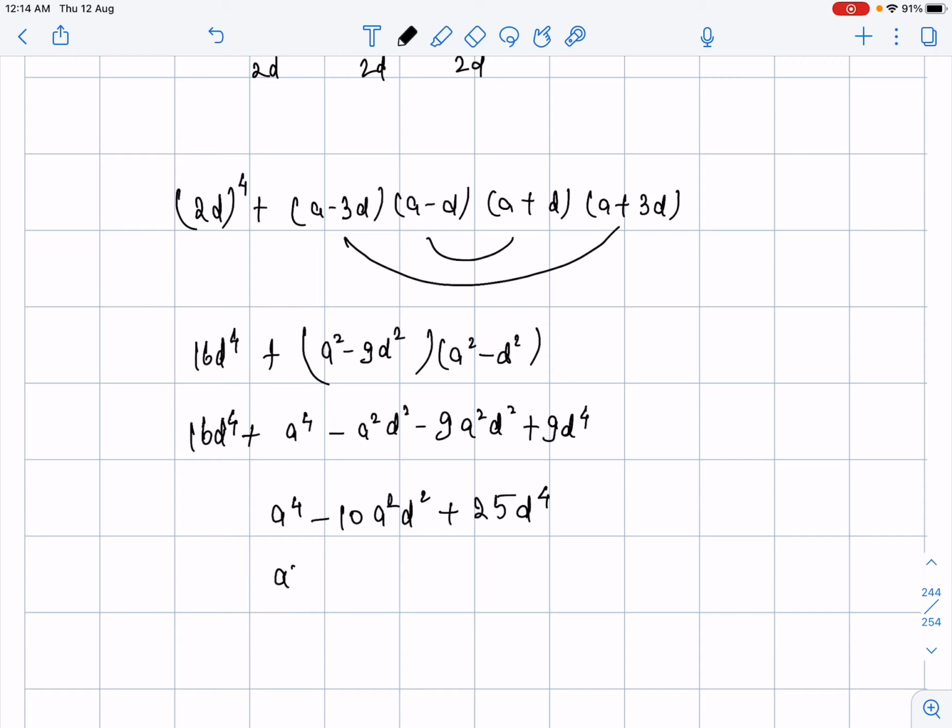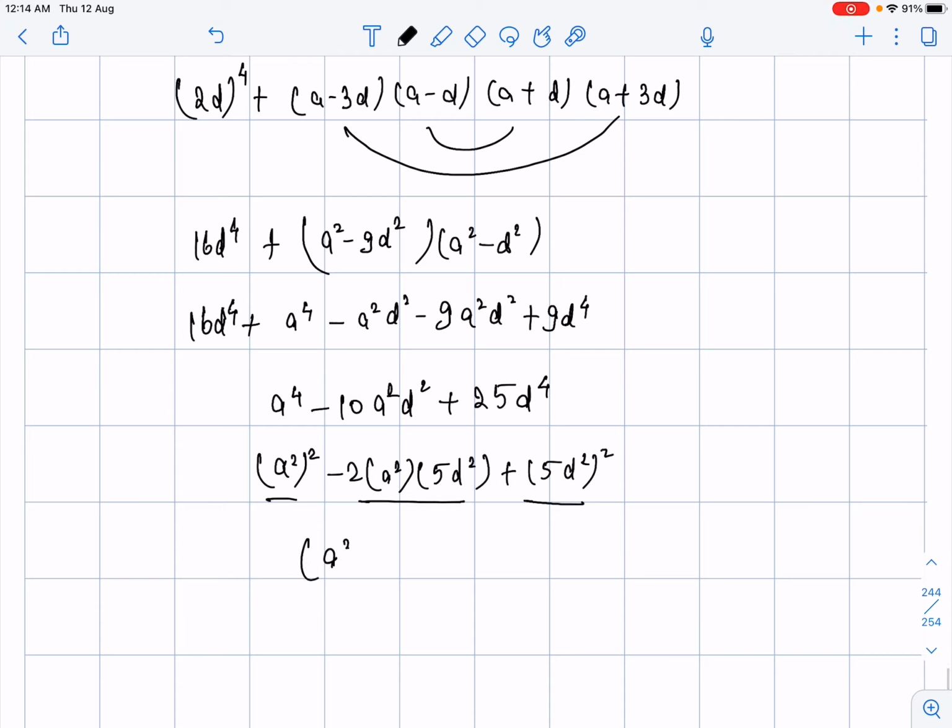That will be generating (a square) the whole square minus 2 times a square multiplied by 5d square plus (5d square) the whole square it will be. That means a square minus 2ab plus b square type of format is written over here. That means (a square minus 5d square) the whole square it would be.